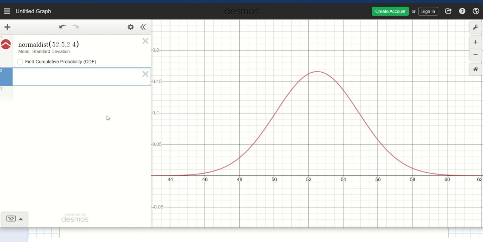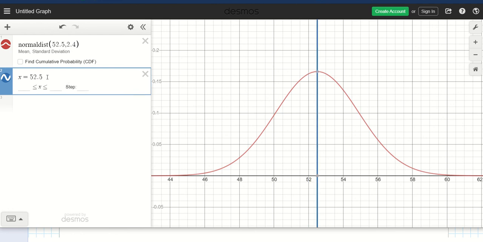So if you wanted to add, let's say, a vertical line just to see x equal to 52.5, it's going to be right where the middle of this curve is. So what else can we do with this? How can we use this function here?